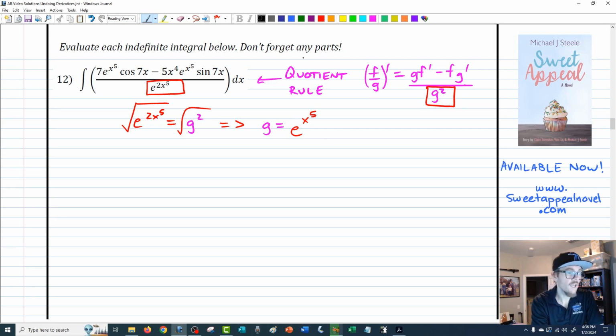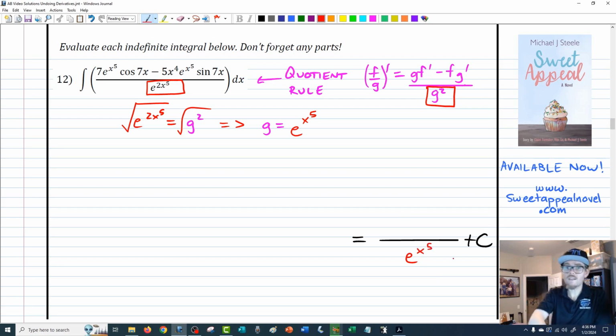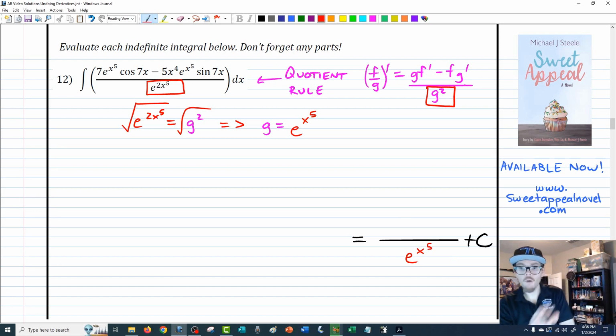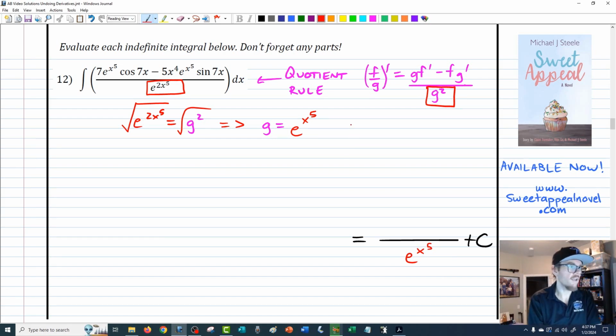So that's actually a huge help. What that tells me is this whole thing is going to eventually be equal to something over something, plus c, of course. I just want to make this look clean. So eventually this will be our answer. And what we've just found, I would submit, is that e to the x to the 5th is going to be in the denominator. Now, it is possible this could be negative. We'll check that afterwards. But for the moment, that's a huge move. We have g taken care of.